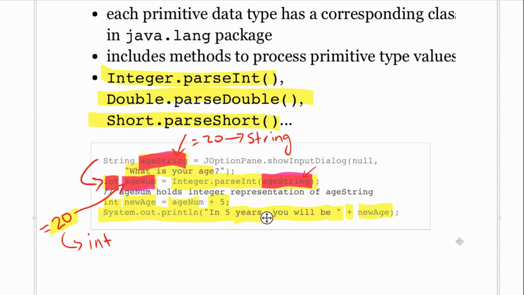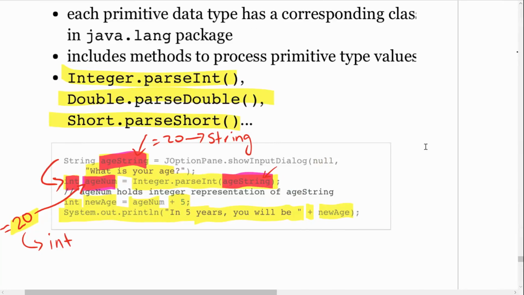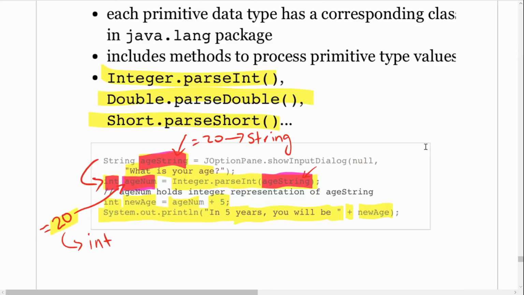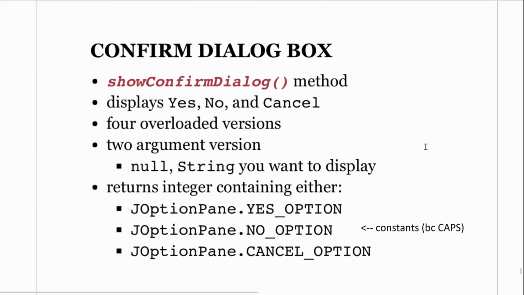But it's important to note that the only way we got there is because we had to convert the string, which is what the user gave you. Anytime you ask the user for a certain input, it's always going to be returned in the fashion of a string. Even if the user is entering 20, which is a number, it's coded as a string, because anytime you use show input dialog, the response that you get from the user is always going to be a string. So you have to convert it into an integer if you ever want to do math with it. So just keep that in mind.